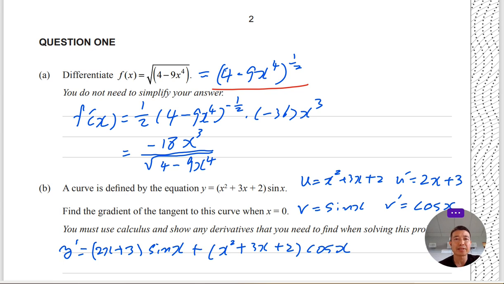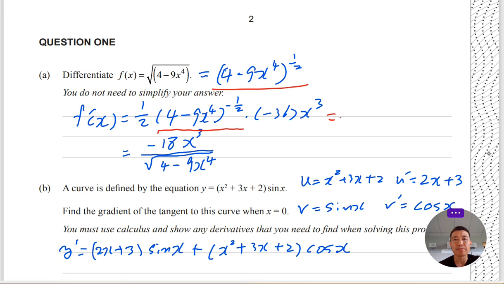So half comes to the front, 4 minus 9x to the power of 4, to the power of negative half, times by the inner. So the derivative of the inner is minus 36x cubed, isn't it? And then when you simplify, half of negative 36 becomes minus 18x cubed, and that one there can be written as square root of 4 minus 9x to the power of 4.